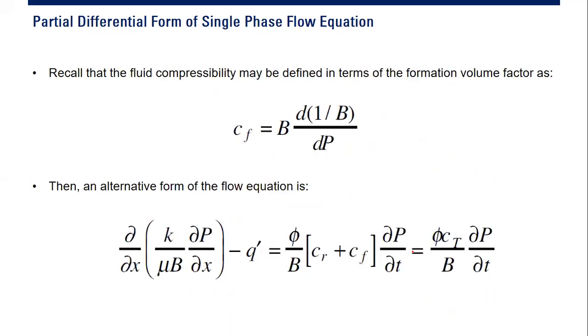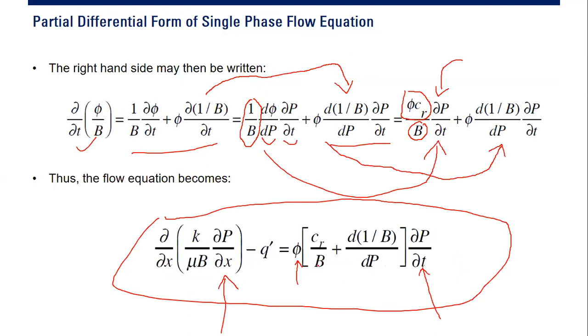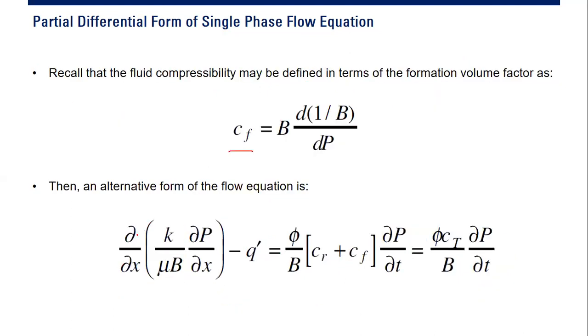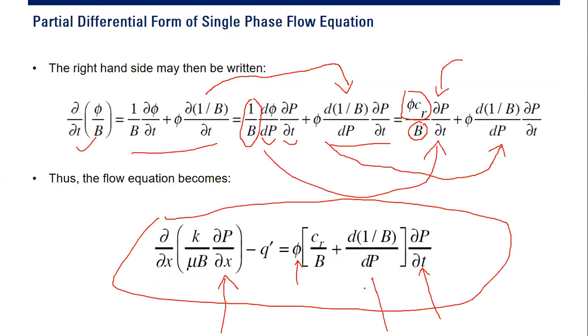So that's the partial differential form of the single phase flow equation. And then we continue. Recall that the fluid compressibility may be defined in terms of formation volume factor. So compressibility of the fluid is formation volume factor multiplied by d(1/B) per dp. Okay, so that's the definition of fluid compressibility. So we can rewrite again this equation, we keep the left-hand side, but we can change this d(1/B) per dp.